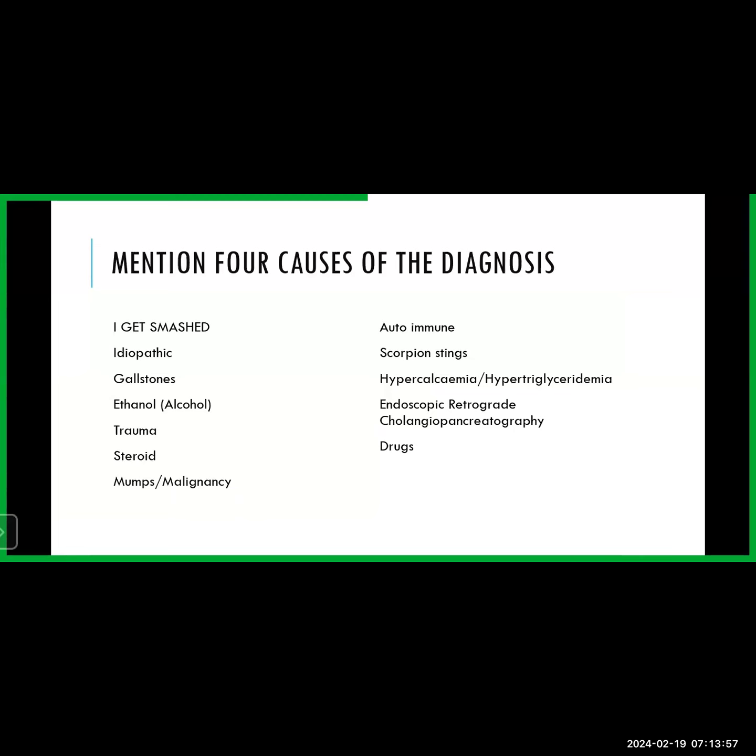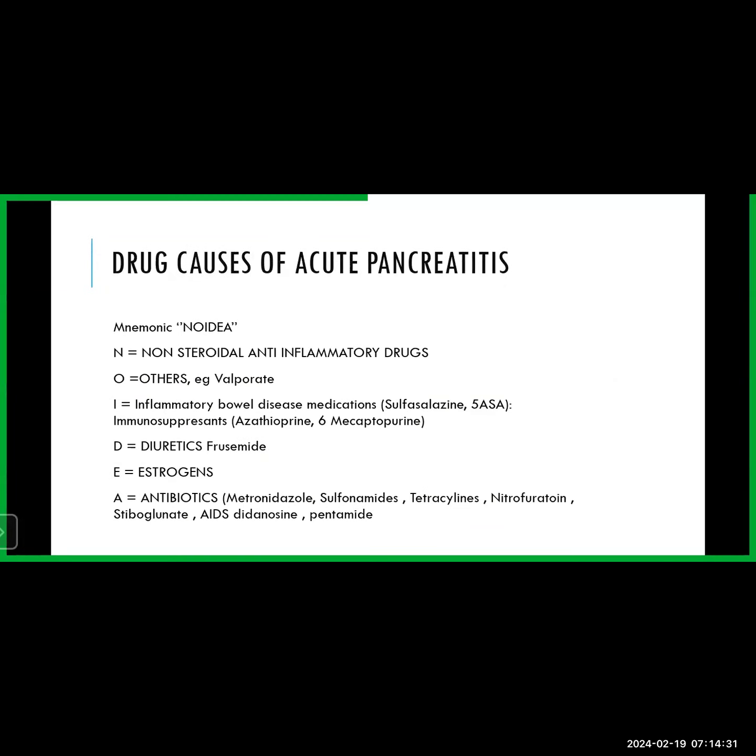Mention 4 causes of the diagnosis. The mnemonic I GET SMASHED is used for possibility of acute pancreatitis. Could be idiopathic, gallstones, alcohol, trauma, steroid, mumps or malignancy, could be autoimmune, scorpion stings, hypertriglyceridemia, ERCP, drugs. And for the drugs, the mnemonic NO IDEA is used to look out for the drugs that cause acute pancreatitis.